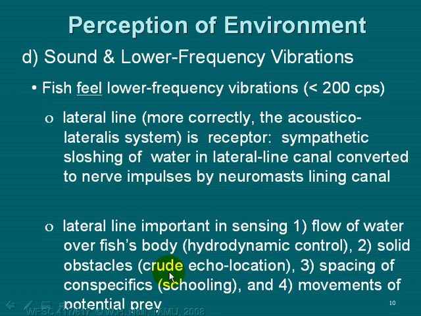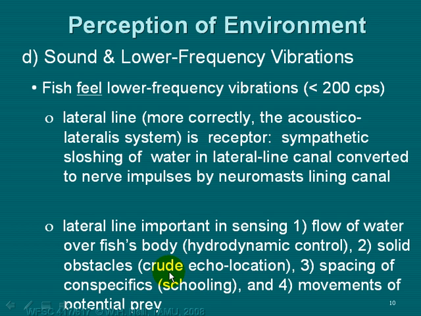Lots of different experiments, some of them pretty clever, have revealed the multiple functions of the lateral line system in fishes. And probably the major function is simply to detect the flow of water over the fish's body and sort of know when the environment is moving relative to the surface, so that fish can control hydrodynamics as they swim.